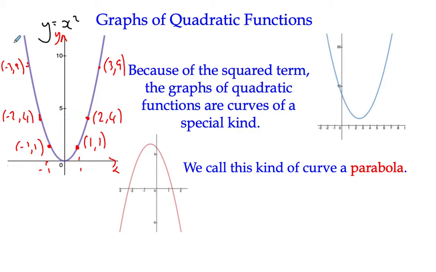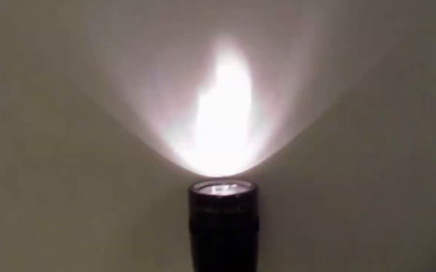Okay, and they all either have a bottom point or a top point where it kind of turns, and we'll talk a bit more about that later. But the type of curve that we've got here is a parabola. Okay, parabolic curve. Really important curve in mathematics because you find them everywhere.